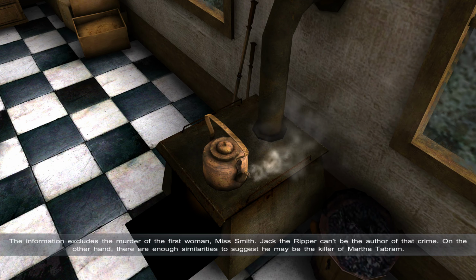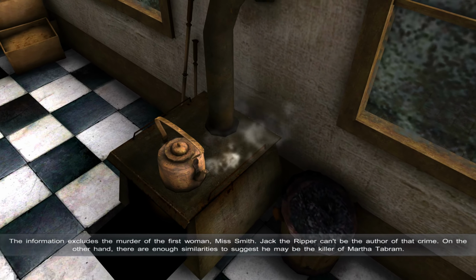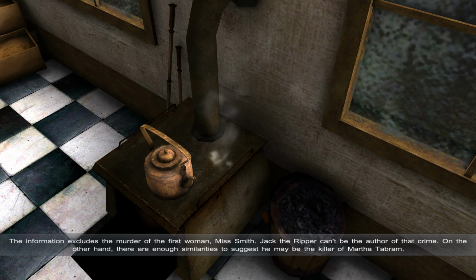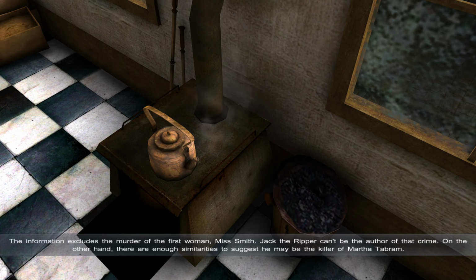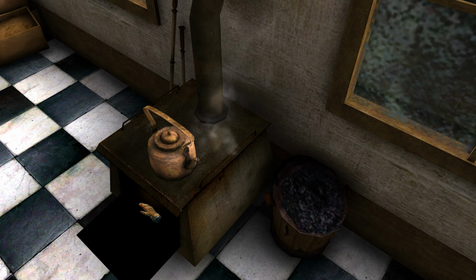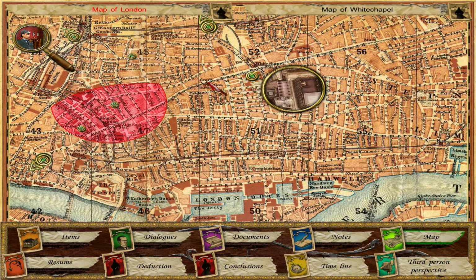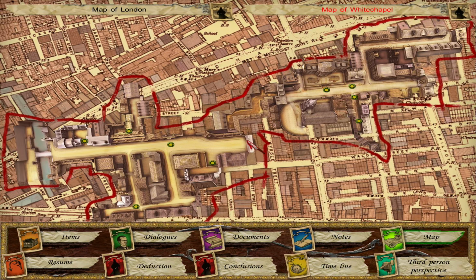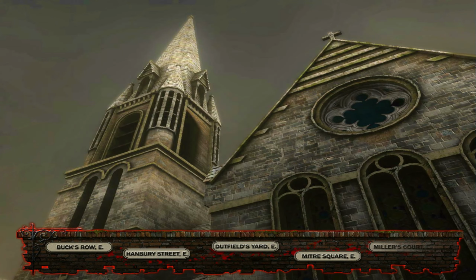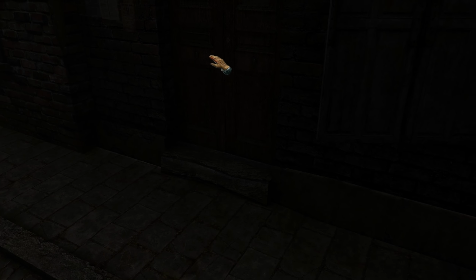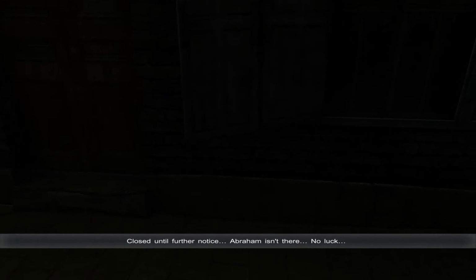The information excludes the murder of the first woman, Miss Smith. Jack the Ripper can't be the author of that crime. On the other hand, there are enough similarities to suggest he may be the killer of Martha Tabram. I must go to the pet shop. Closed until further notice. Abraham isn't there. No luck.